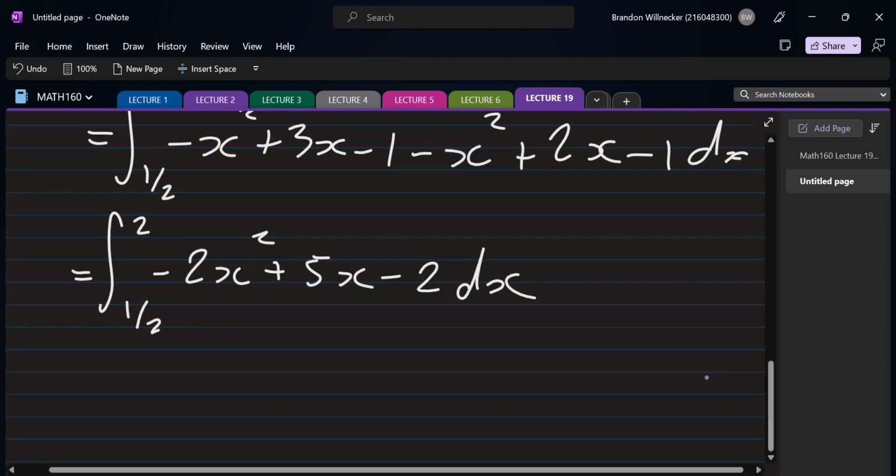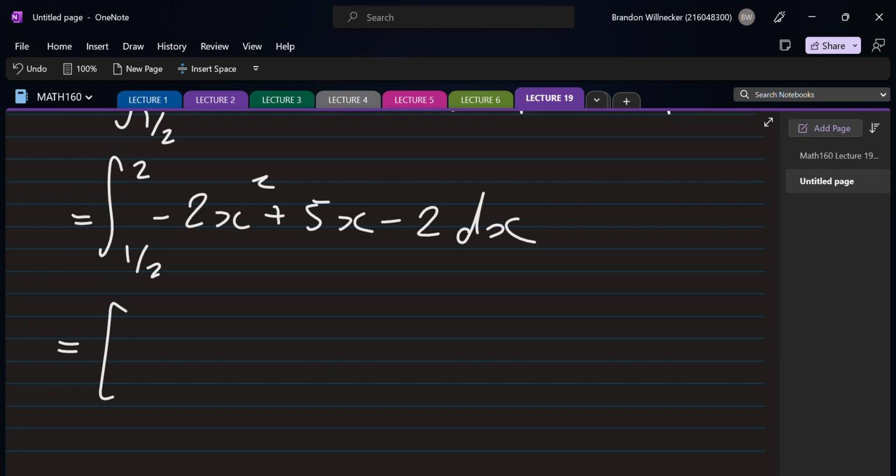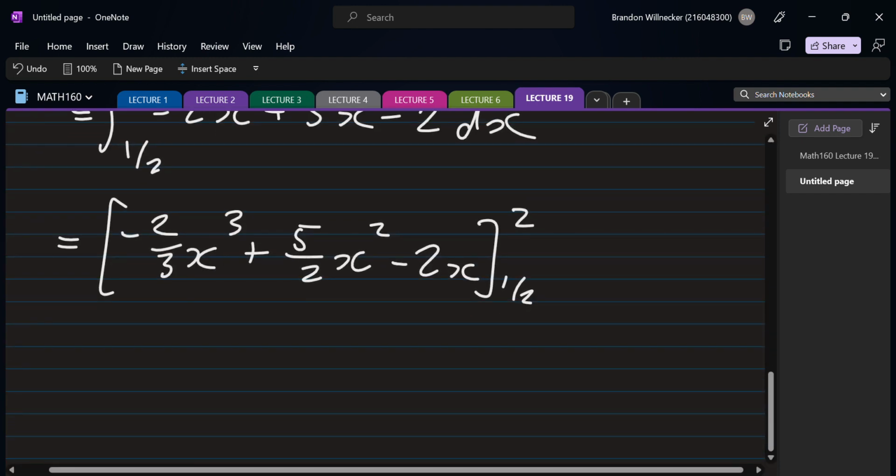Okay, so let's now find the antiderivative. So we've got x squared, so plus 1 to make it 3, divide by 3, so minus 2/3. We've got 5x, add 1 to the exponent to make it 2, divide by that, so we have 5/2. Here we just have a minus 2, so we know it's just going to be a minus 2x. Okay, bottom is 1/2, and top is still 2. Now we can substitute our values.